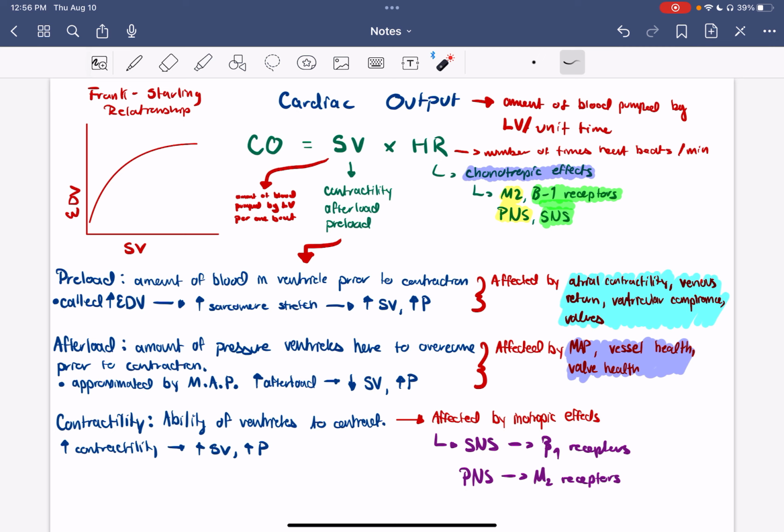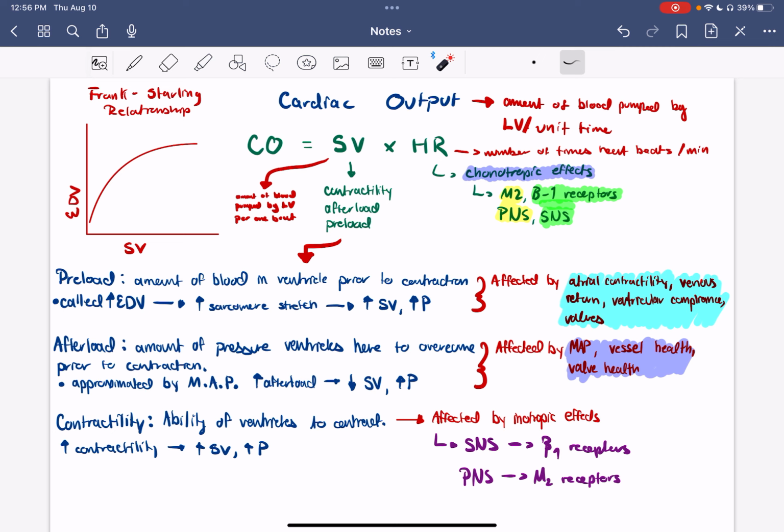You calculate cardiac output by the equation stroke volume times heart rate. So cardiac output equals stroke volume times heart rate. What's stroke volume? Stroke volume is the amount of blood pumped by the left ventricle per one beat, so the amount of volume per stroke. Kind of makes sense. And heart rate is pretty self-explanatory. It's the number of times the heart beats per minute. So it makes sense why the cardiac output unit is volume over unit time.